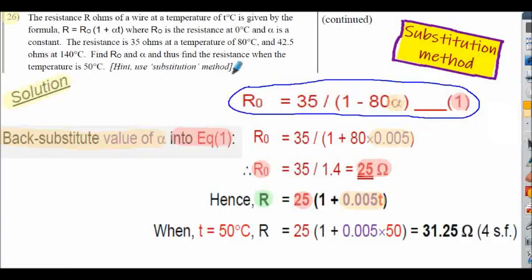And the final part of the question is to calculate the resistance when the temperature is 50 degrees C. So let t is equal to 50. We can calculate the value of R using t is equal to 50 here in our calculation. So the resistance is 31.25 ohms to 4 significant figures. That's the full work solution for question 26.